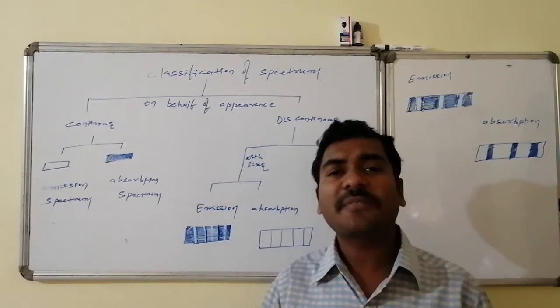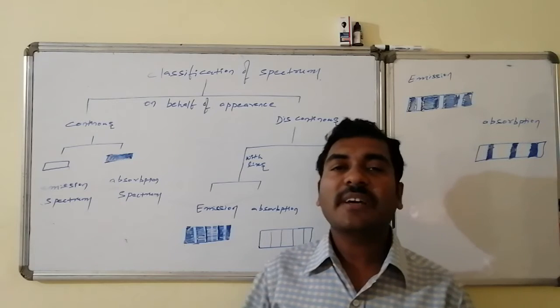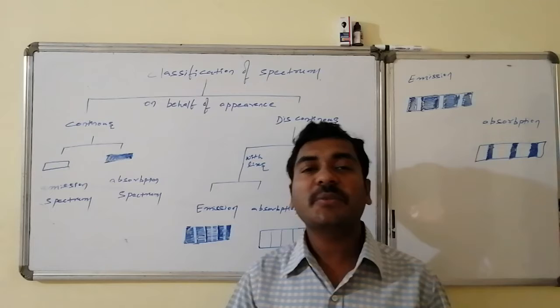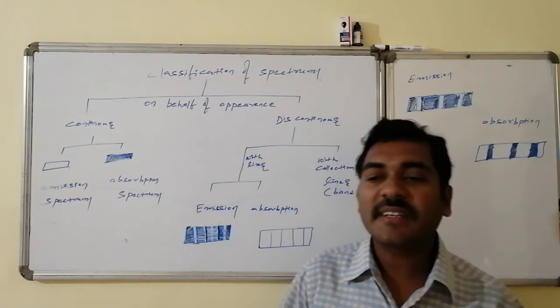Continuous absorption spectrum, everything is absent. Whatever the range, the many waves that we are identifying, all of those waves are absent. That is said to be the continuous absorption spectrum. Whereas the second half of the spectrum is discontinuous spectrum.